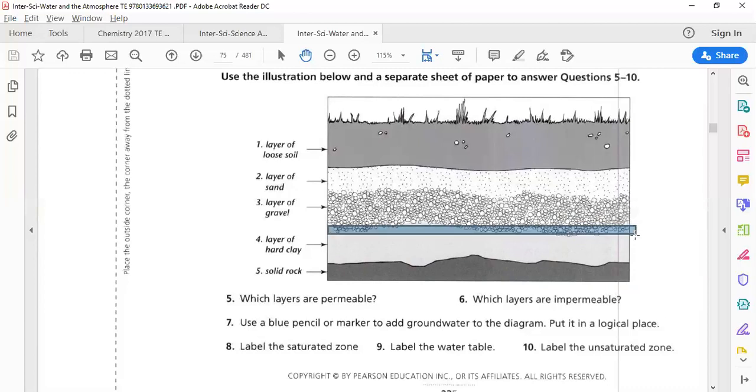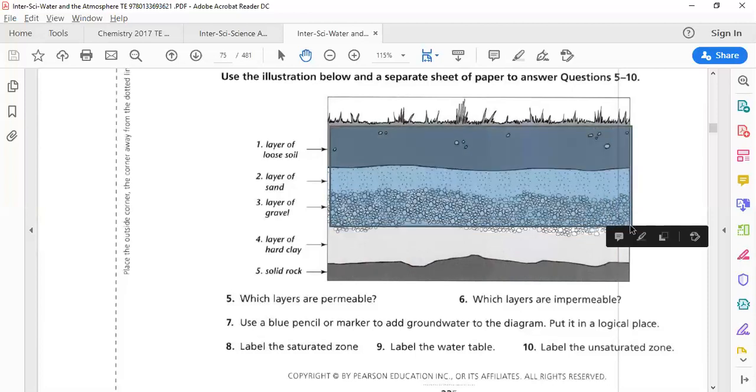You have to know this area. Number 10, label the unsaturated zone. The unsaturated zone will start at layer 1 and end at the end of layer 3, and that will be the unsaturated zone.